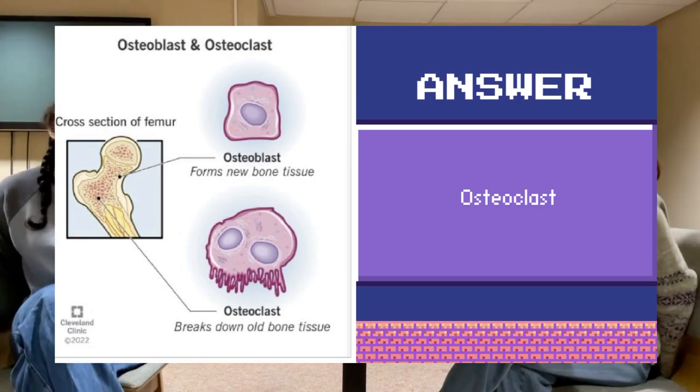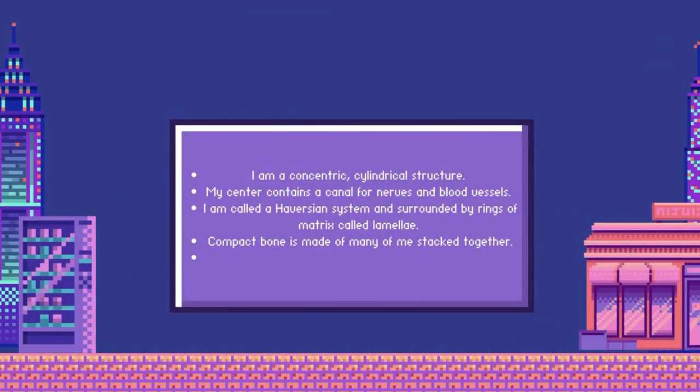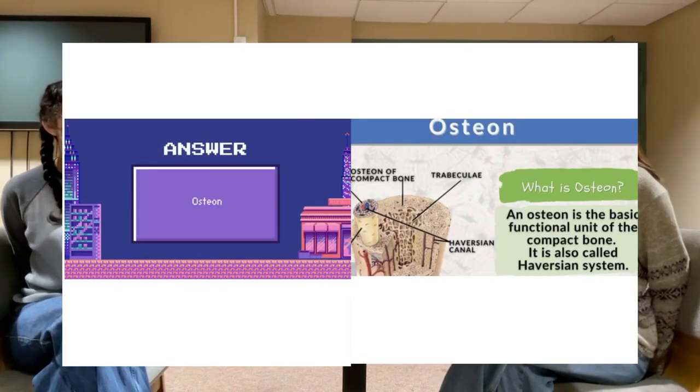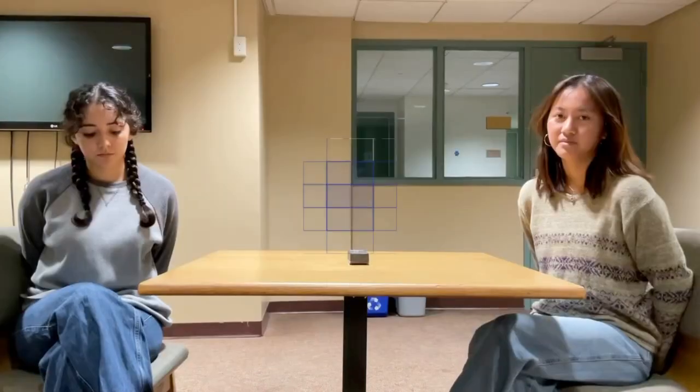That's correct. Round 5. I am a concentric cylindrical structure. My center contains a canal for nerves and blood vessels. I am called a Haversian system and surrounded by rings of matrix called lamellae. Compact bone is made of many of me stacked together. Who am I? That's the Haversian canal. That's wrong. The Haversian canal is the center of the osteon, but I think what's being described overall is just the osteon. That's correct.